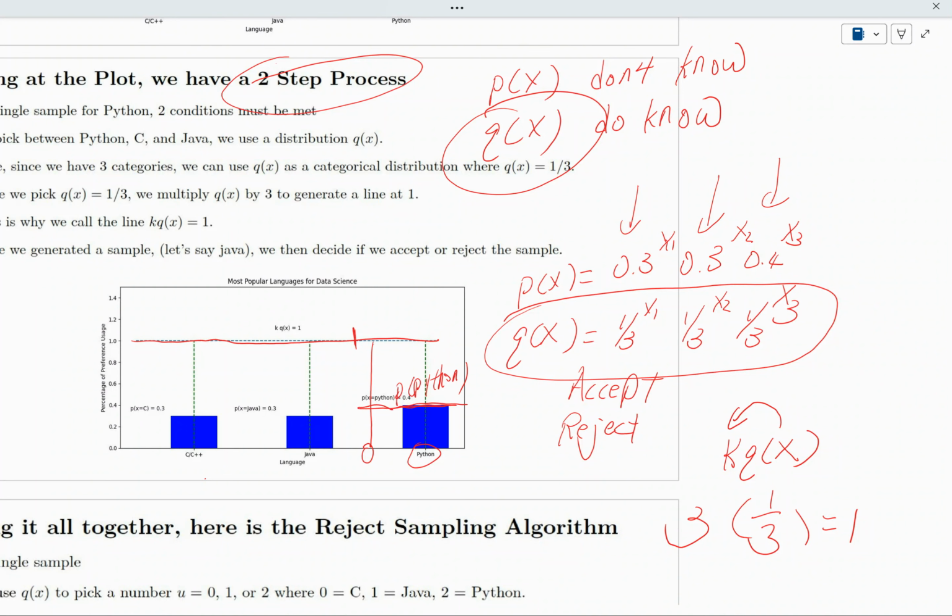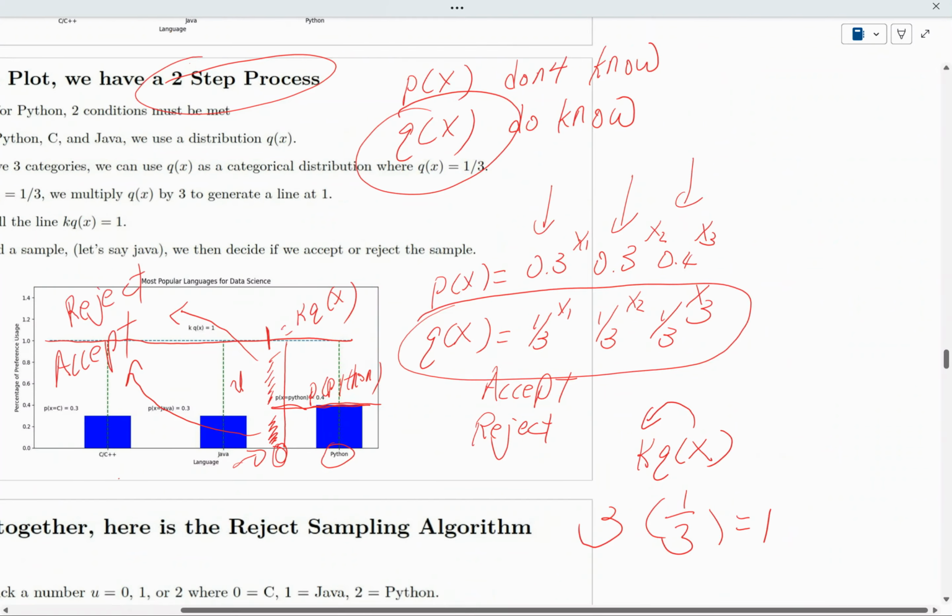What you can do is generate a random number between 0 and KQX, which is equal to 1, and we're going to call that number U. Well, if this number U falls in this region, so it's outside of the region of Python, then we're going to say reject. However, if this number falls into this region, then we can accept.